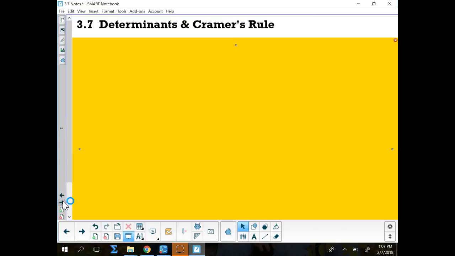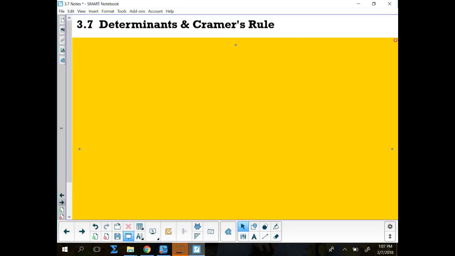So, today we are going to go on to 3.7, which is going to deal with determinants and Cramer's rule. We will finish up 3.7 tomorrow. Then we will move on to 3.8 Monday and Tuesday. We will test next week, Thursday. You do have a formative this week, and a test next week. So formative Friday, test next week, Thursday.